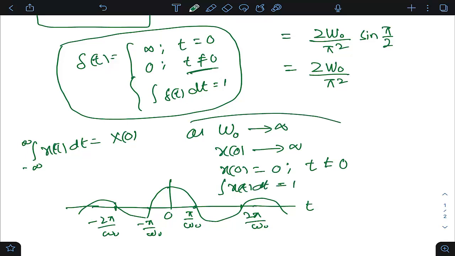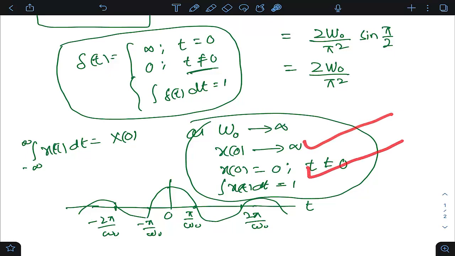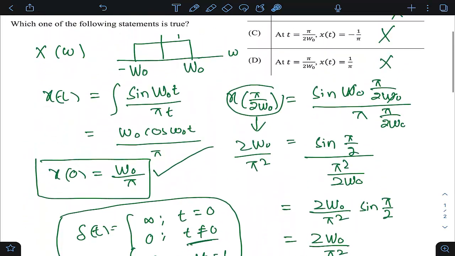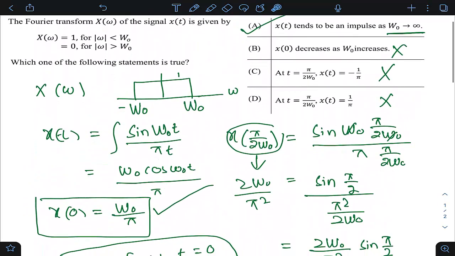So this is nothing but the classic case of the impulse. What is happening when omega naught tends to infinity? Height is becoming infinite, width is becoming 0, and the area is 1. That is the characteristic of the impulse function. So the answer has to be option A. If you have a good idea regarding how an impulse is generated, you can easily figure it out. Otherwise, by elimination, B, C, D are anyway false, which is straight away visible, so you can tick A as the right answer. So the answer is option A.